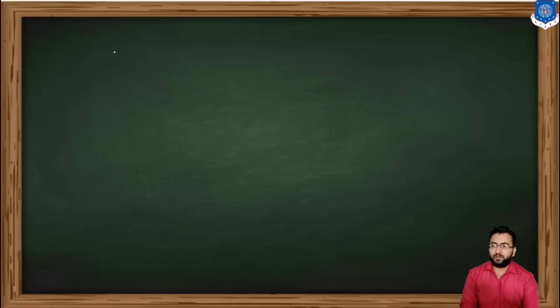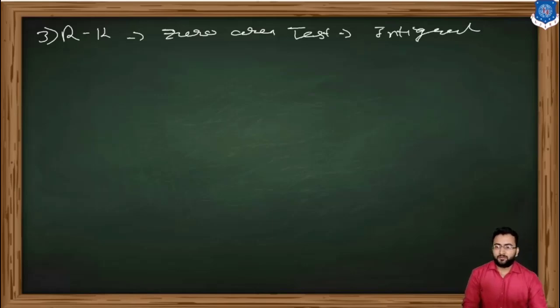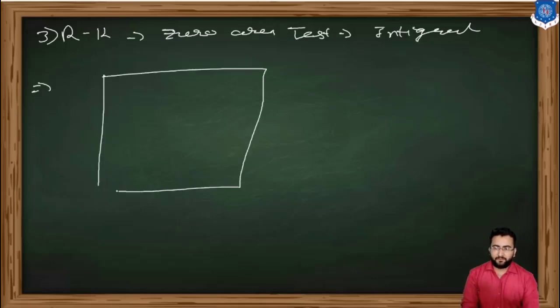Now let's discuss the third method, which is our last method, known as the Redlich-Kister method or RK method, or zero area test method, or integral test method. Here we are going to discuss this integral test method, with which we can determine whether the particular data is correct or not. To understand this, let's consider a graph, and this is a zero line.